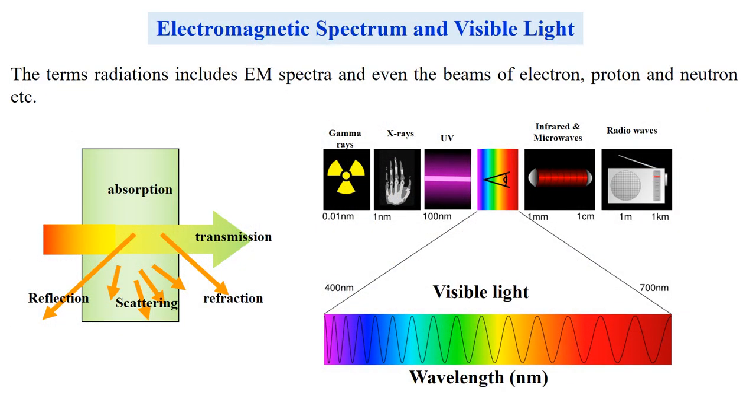What is electromagnetic spectrum and visible light? The term radiation includes electromagnetic spectra and even the beams of electrons, protons, and neutrons, etc. Here is the electromagnetic spectrum, which includes gamma rays, X-rays, ultraviolet rays, visible rays, infrared and microwaves, and radio waves. All these radiations have different uses, but photochemistry deals only with this region, that is called visible, and some region of ultraviolet.